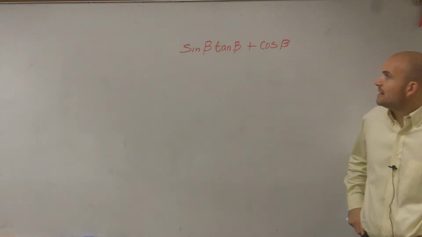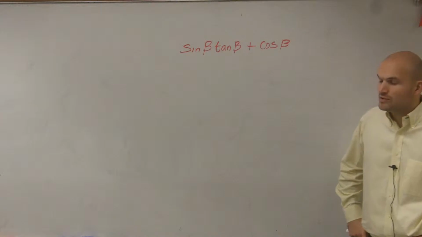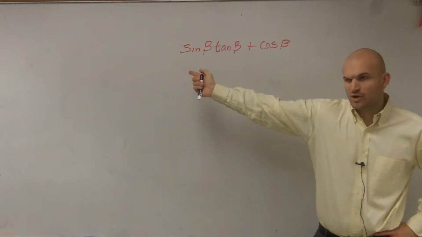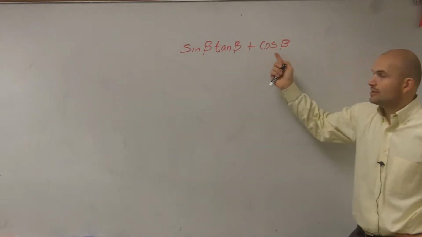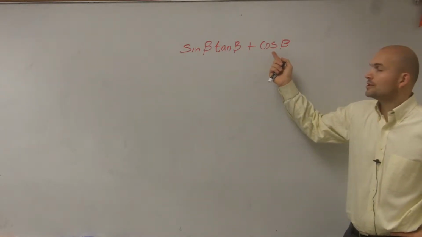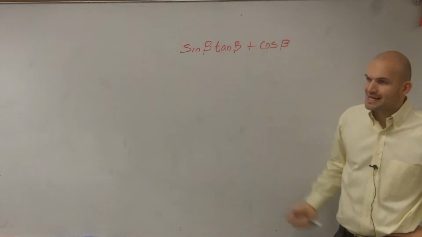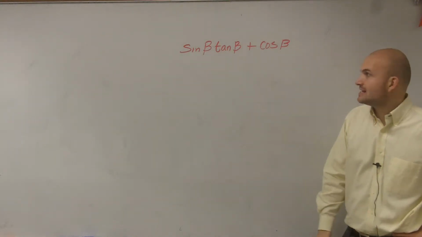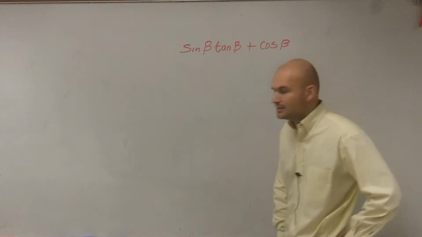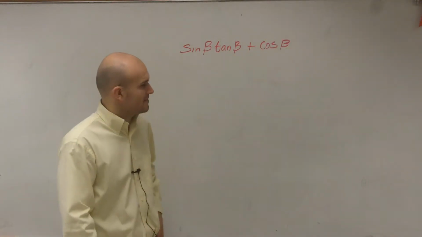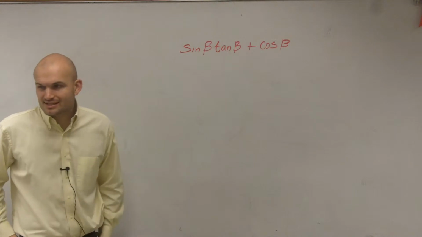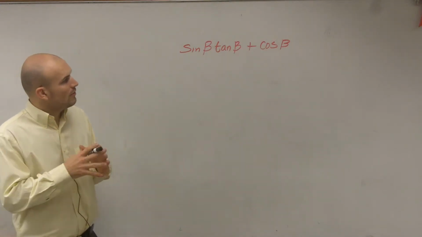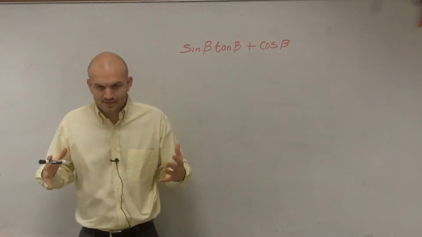But I have sine of beta times tangent of beta plus cosine of beta. And if I look at this, I could rewrite sine as 1 over cosecant. I could write cosine as 1 over secant. I could write tangent as 1 over cotangent. And I could also write tangent as sine of beta over cosine of beta. But none of them really seem to give me anything that looks like it's going to give me a simplified version. But if I think about this, right, it says simplify.